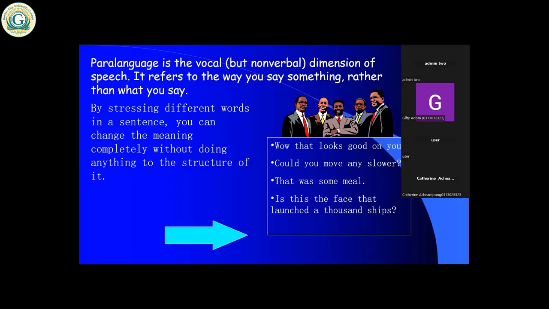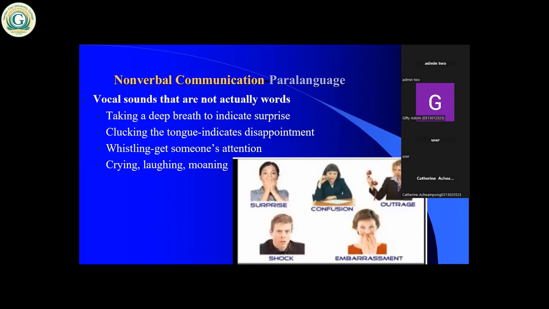Okay, so let me see. Paralanguage, as you can see, consists of vocal sounds that are not actually words. Taking a deep breath to indicate surprise signifies something. Clicking the tongue, it depends. They are all sounds that are not actually words, but you can get meaning from them. That is paralanguage. You can express surprise, confusion, outrage.